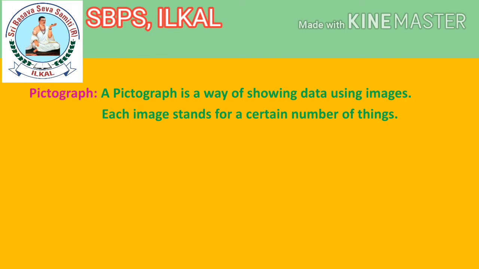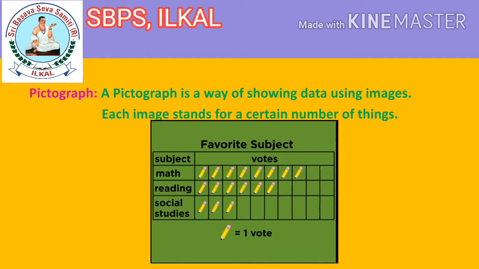Next word is pictograph. A pictograph is a way of showing data using images. Each image stands for a certain number of things. Let me help you understand by taking an example, children. Observe here, favorite subject. First subject and number of votes, for math, reading and social studies. Only 3 topics, for example.